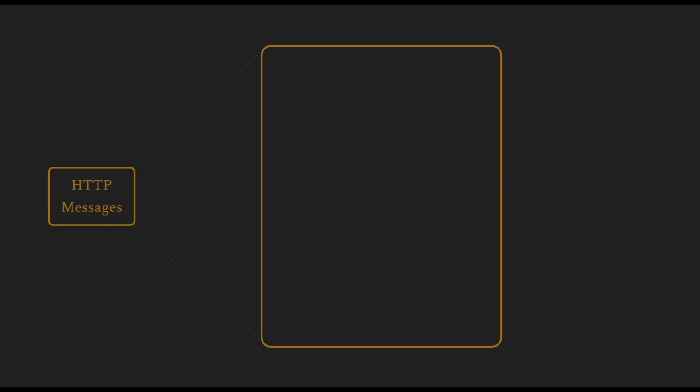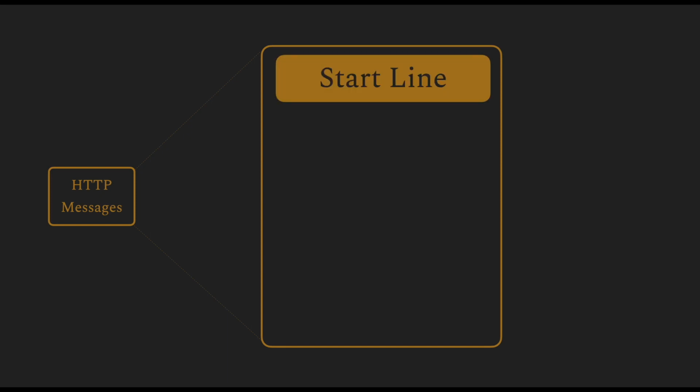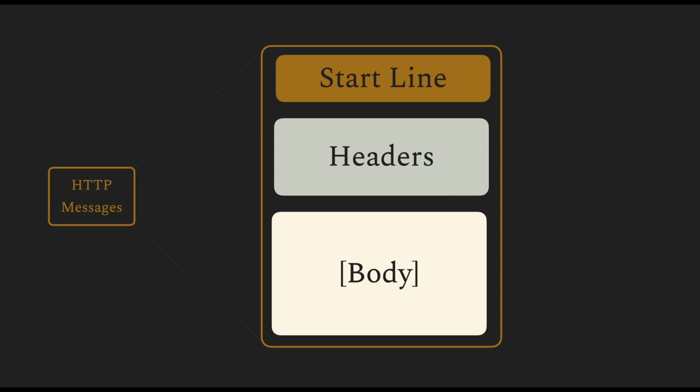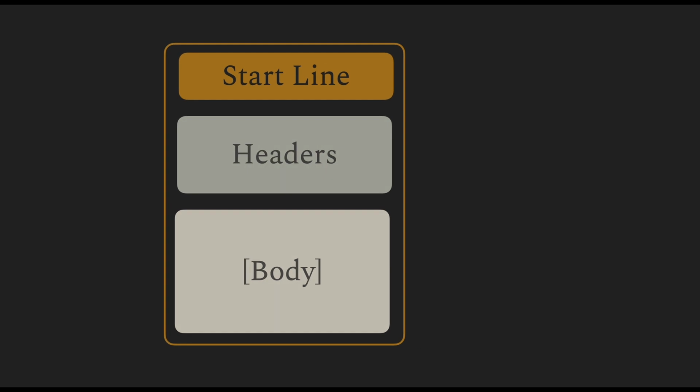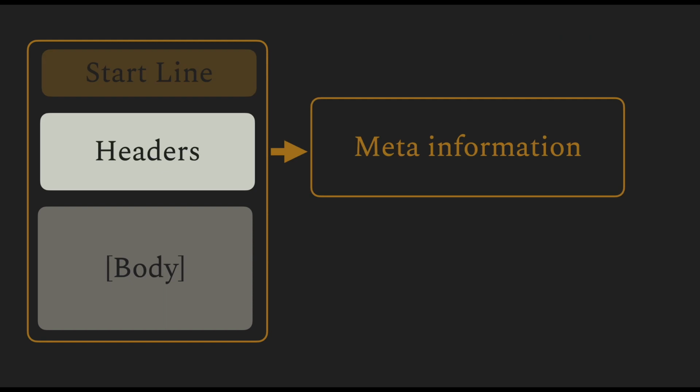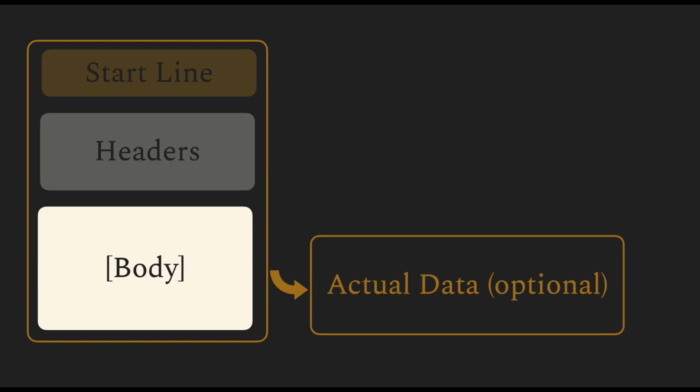They are made up of three parts. The first part is called the start line. There are some headers for both requests and responses, and you have a body which contains the actual data for the request or the response. The start line is the request and response parameters, which defines if a message is a request or response, and certain common parameters for both. The headers contain the meta information, which is necessary for the request and the response, and the body contains the actual data that is transferred between the server and the client, and in many requests this is optional and is not available.